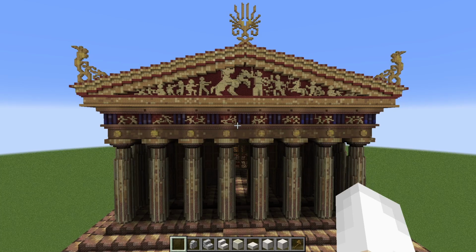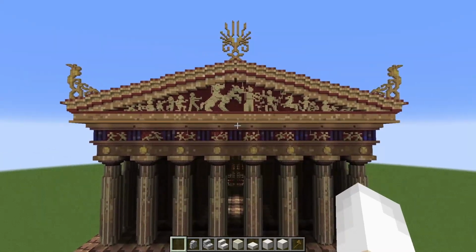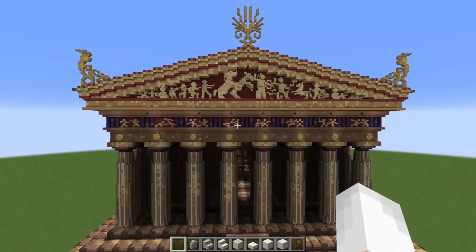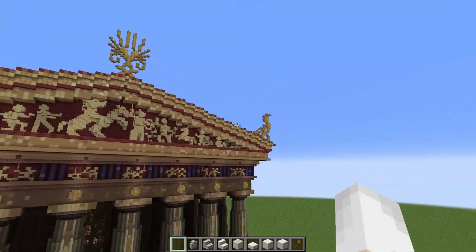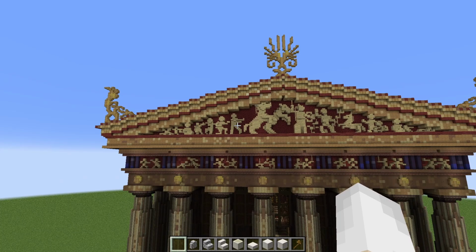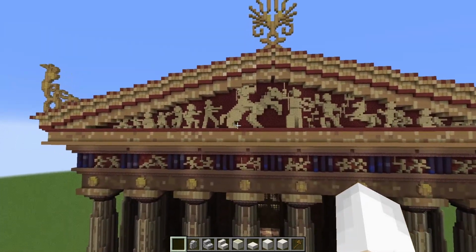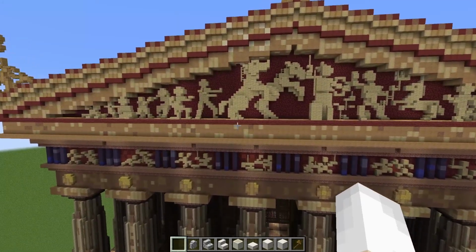Alright, moving on. Now let's talk a little bit about carvings and statues. Now there were a couple of places you'd find decorative carvings around a Greek temple. The one you're probably most familiar with is, of course, the pediment here. Now these weren't just painted on, these were actually carved into the stone of the building. In some cases, they were freestanding statues.